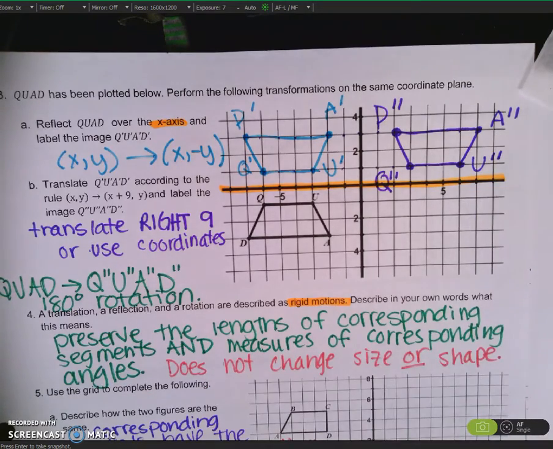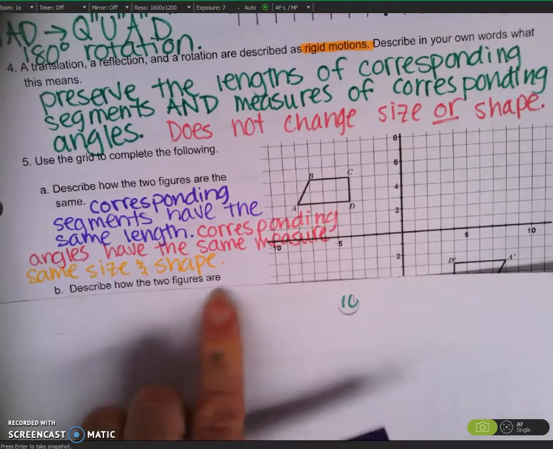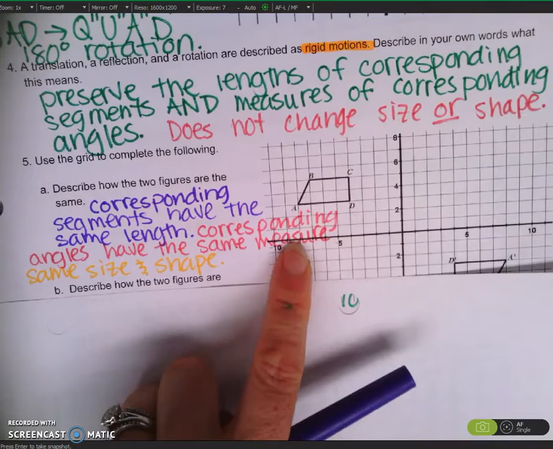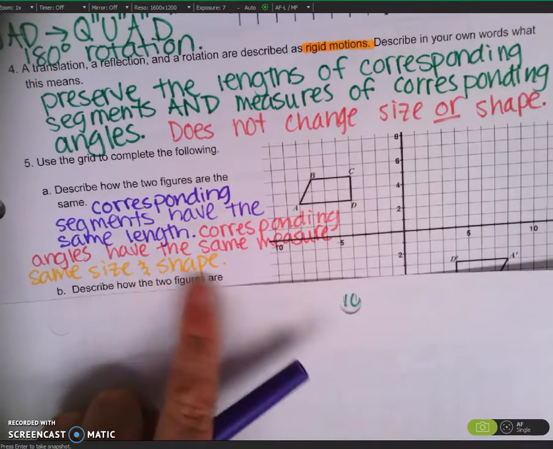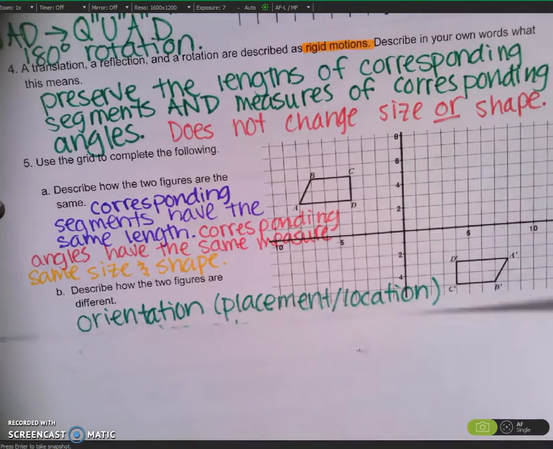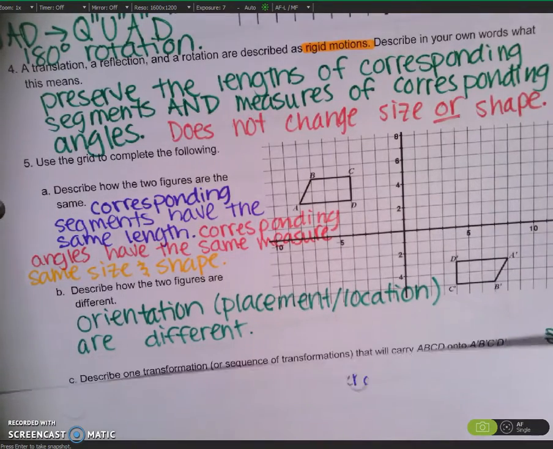Okay. Some things you may have noticed that are the same are that corresponding segments have the same length and corresponding angles have the same measure. Notice I'm talking about corresponding, and for angles I use the word measure, and for segments I use the word length. I notice the shapes have the same shape and the same size. How are the two figures different? Their orientation, or you could have said placement or location, are different.